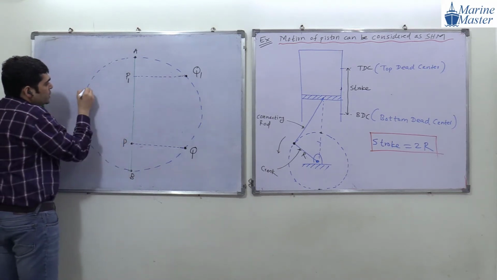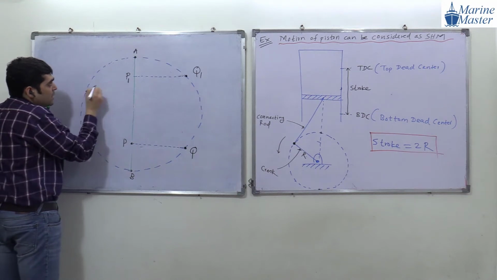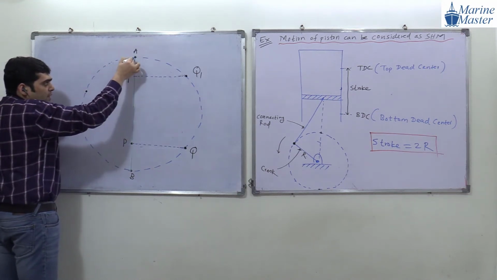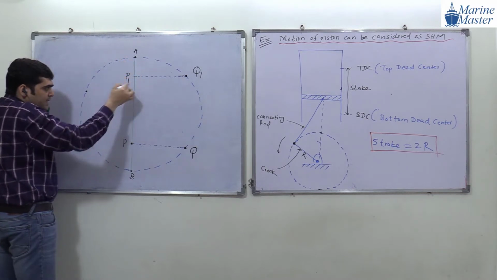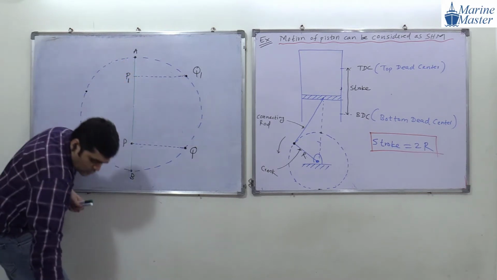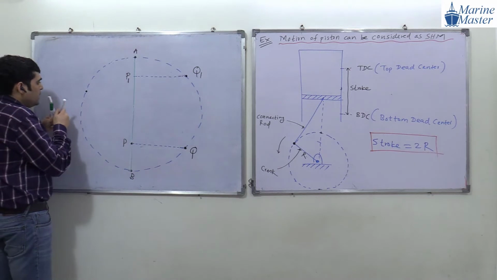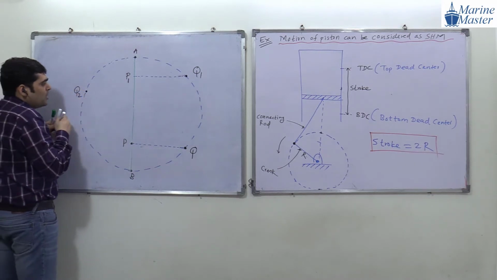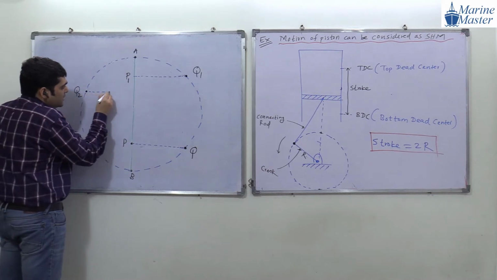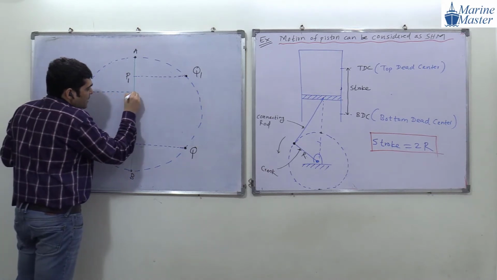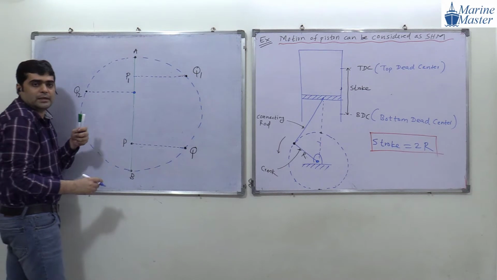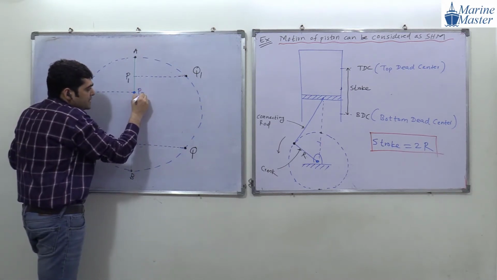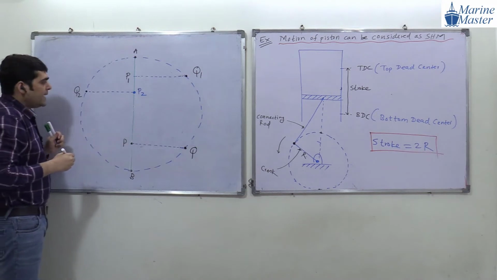Now suppose point Q reaches here. As point Q goes here, here, here, the corresponding point P will go down, down, down like this. When point Q is at this location, we will say that is Q2. Then the corresponding point P, we will say, is P2. Okay, everyone getting the point?